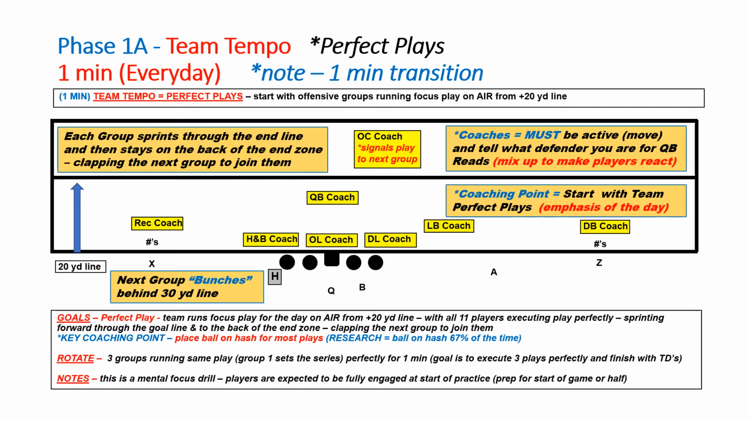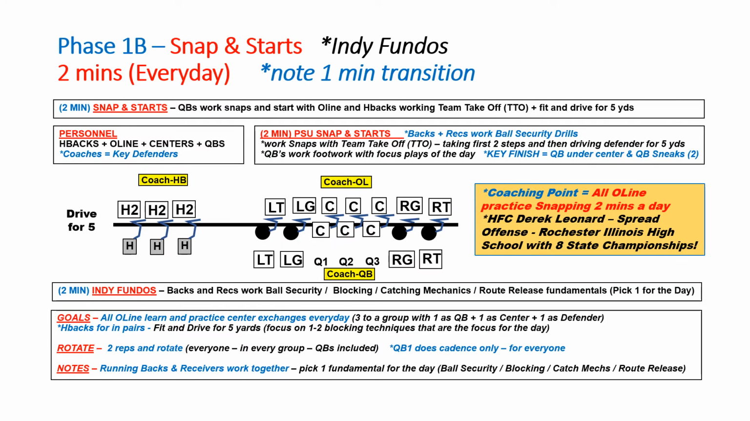The idea here is they should be a little bit tired after the screen and score. Can we focus one more time, red zone, get the score and the focus play of that day? Again, all groups would go through. Again, the idea here is to run a perfect play. Everyone execute at a high level. 1 minute. All right, phase 1B then, we're going to have a 1 minute transition, so you'll catch your breath.